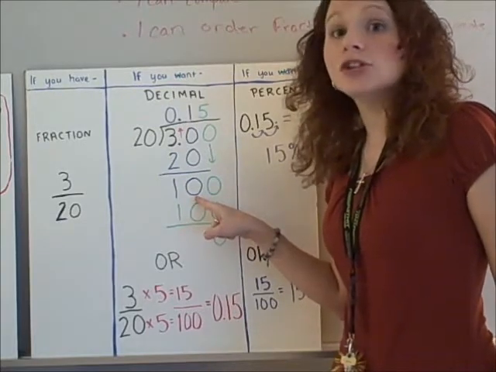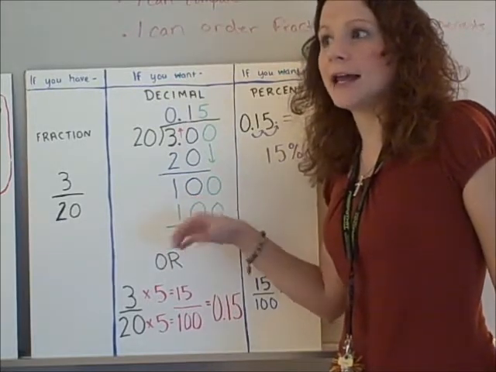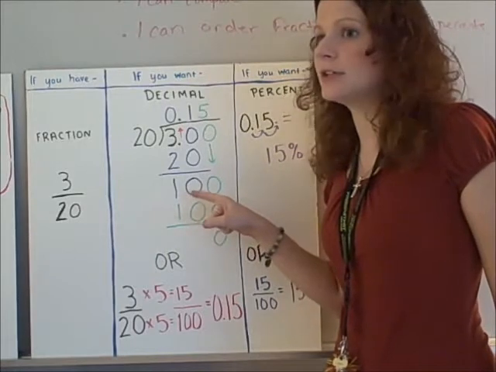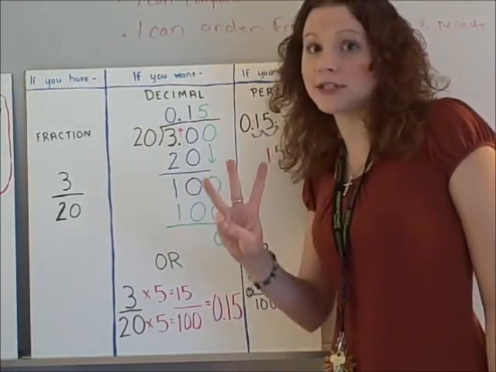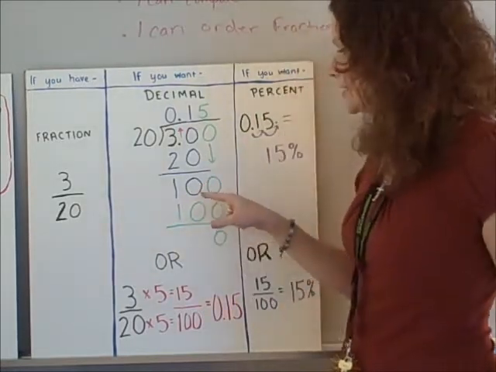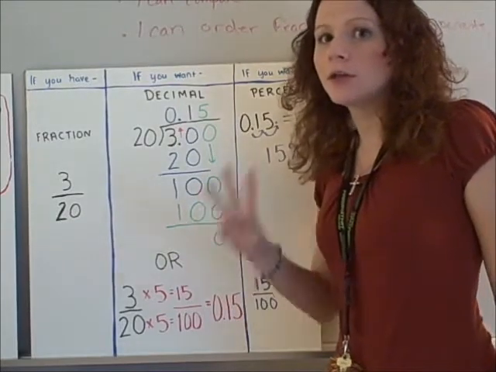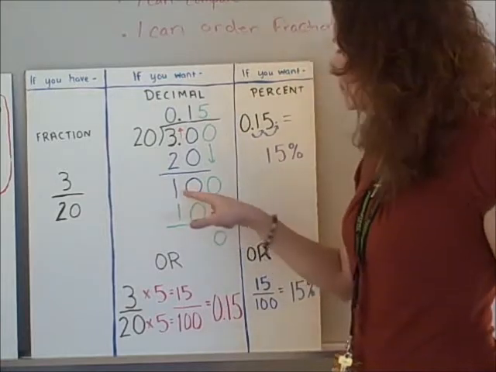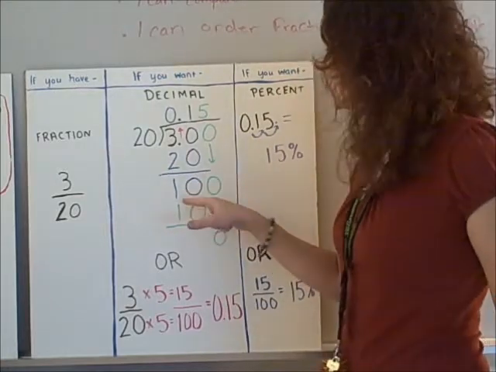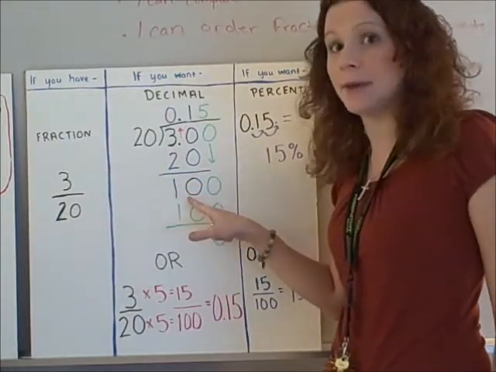Okay. Now, as long as you get a remainder, you should keep adding zeros and keep going until you have at least 3 numbers after the decimal. That's the protocol, okay? Very important concept there. 3 numbers after the decimal, or no remainder. Okay, so we're going to keep going because we have this 10 as a remainder.